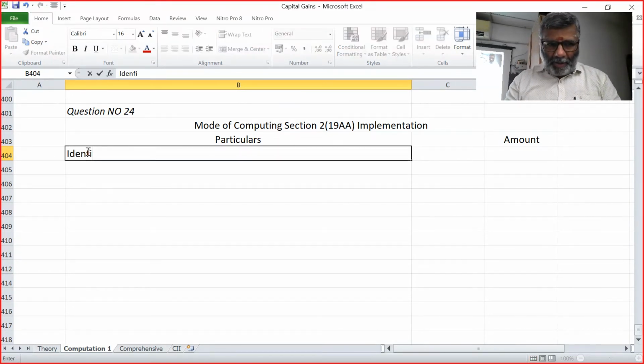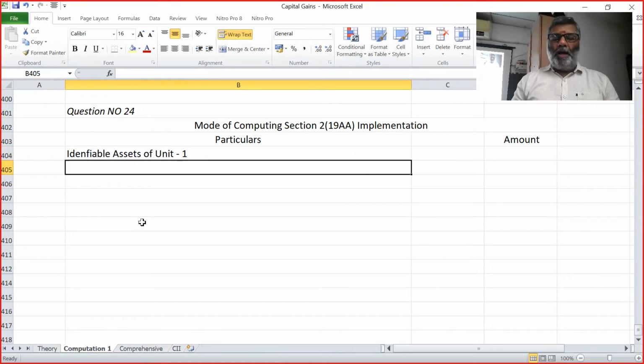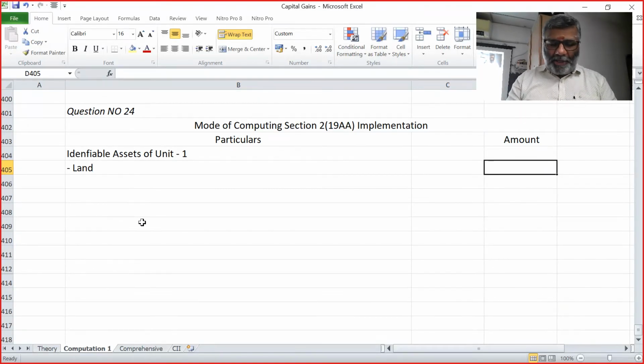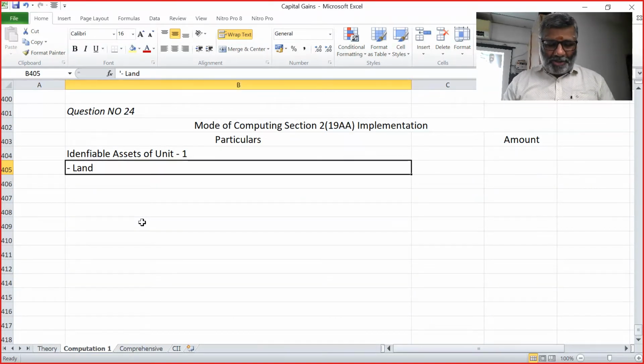Okay, identifiable assets of unit 1. What are all they? Land. How much is the value? 30 lakhs, which is wrong. Always, revaluation should be ignored under income tax law. Revaluation is never a concept.